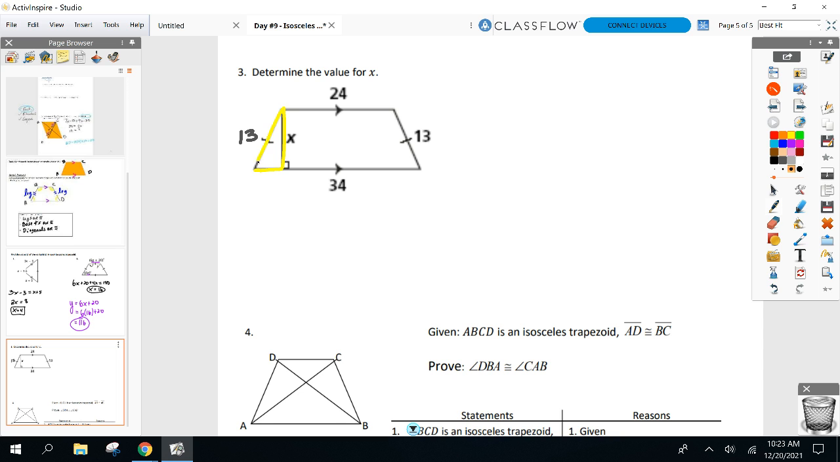We almost could use the Pythagorean theorem, because I have x and 13. That would be great if I knew what that side was right there, and then I could use the Pythagorean theorem. Good luck in your groups. How can I find that side? The whole base is 34. The whole top base is 24. Almost Pythag.